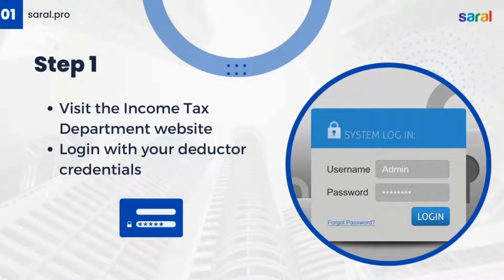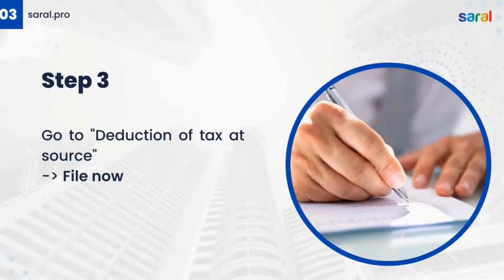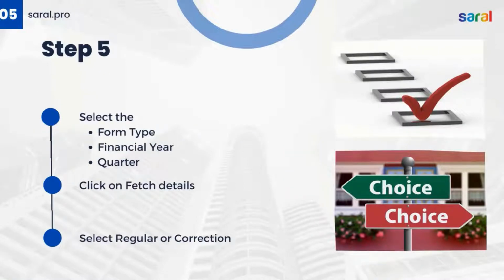To begin with, visit the Income Tax Department website and log in with your deductor credentials. Once you have logged in, click on e-file and go to Income Tax Forms. Here, click on File Income Tax Forms. Now, you get to see various types of forms. You can go to the Deduction of Tax at Source form and select File Now.